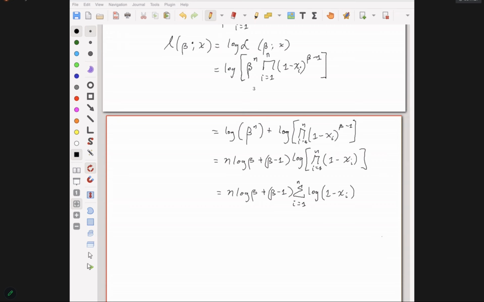So remember that we're trying to maximize the log likelihood function. Yes, so you do the derivative, right? Derivative, yes, with respect to beta. Okay, so starting with this term here, what is the derivative of that?